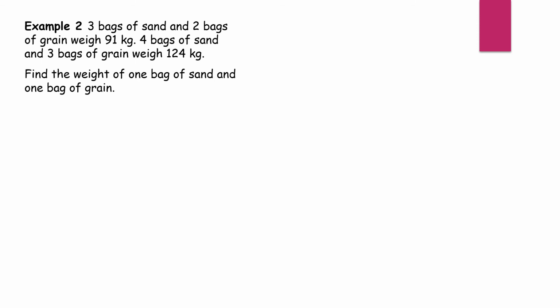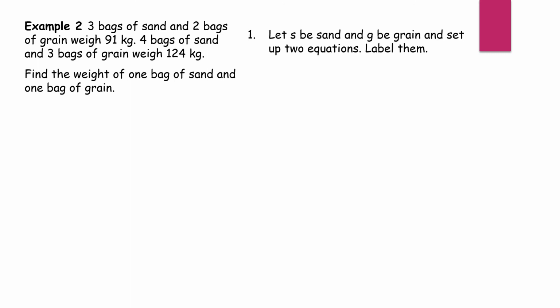So in example 2, we have 3 bags of sand and 2 bags of grain weighing 91 kilograms. And we've got 4 bags of sand and 3 bags of grain weighing 124 kilograms. And we want to find the weight of 1 bag of sand and 1 bag of grain. So let's let S be sand and G be grain, and we're going to set up two equations and label them. So our first equation is going to be 3S plus 2G equals 91. Our second equation is going to be 4S plus 3G equals 124, and we're going to label them equation 1 and equation 2.